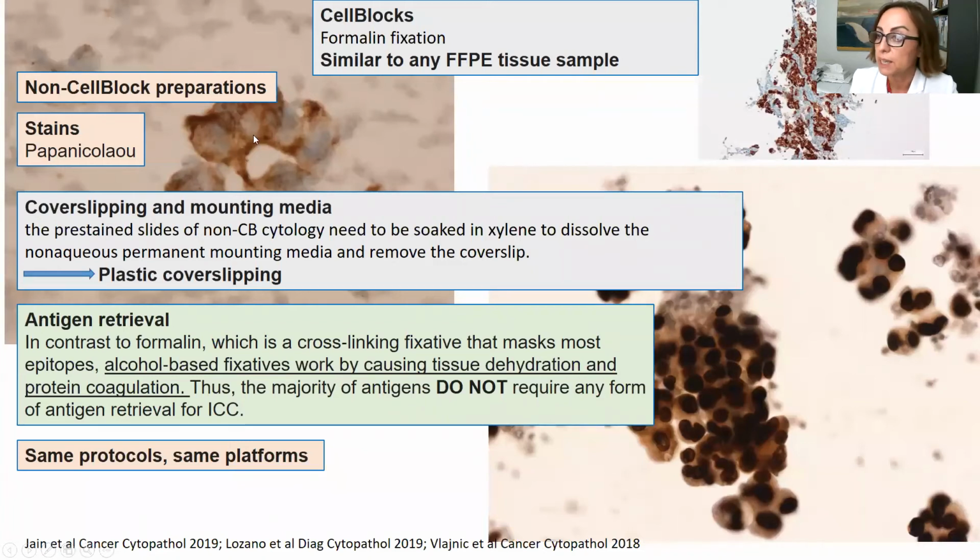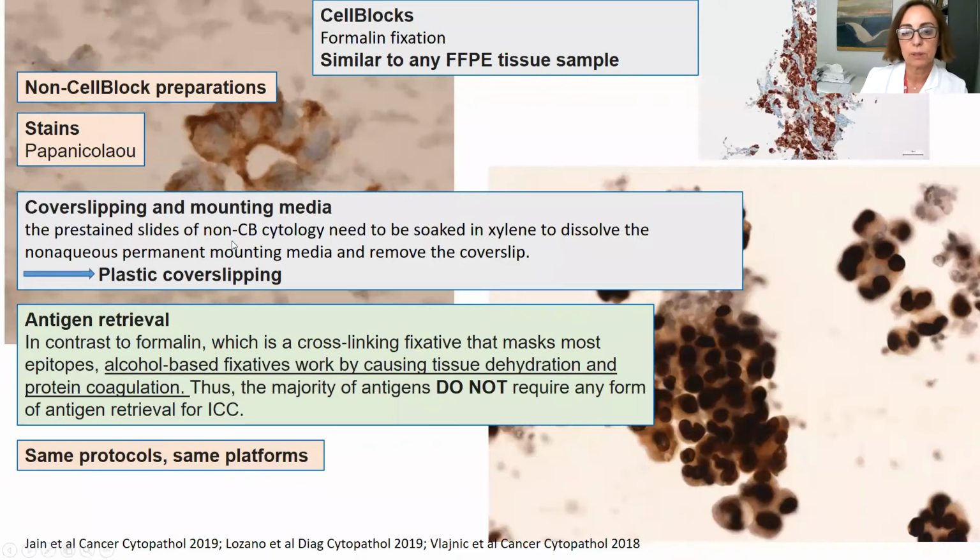For example, with smears. In our experience, we prefer to do the immunohistochemistry on this type of cytological samples on Papanicolaou-stained smears. And the reason is that we know the cells we want to analyze. So we see in the Papanicolaou and we do the immunohistochemistry on the same slide. So we are sure we are analyzing the cells we want to analyze.